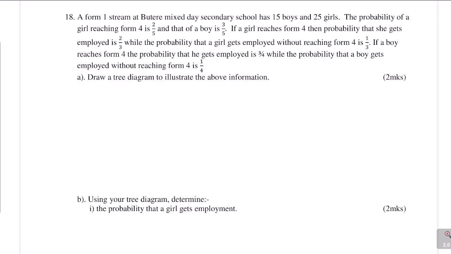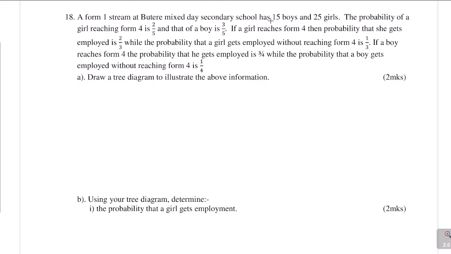If a boy reaches Form 4, the probability that he gets employed is 3/4, while the probability that a boy gets employed without reaching Form 4 is 1/4. Part A, draw a tree diagram to illustrate the information above. So we are going to start from the first statement here.